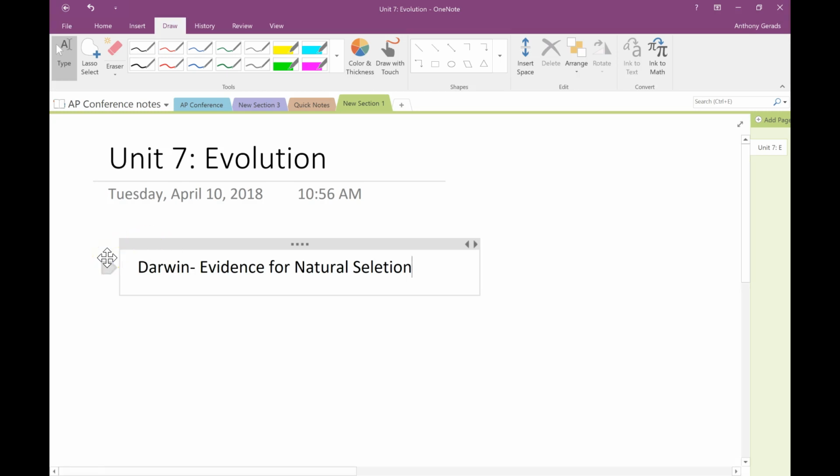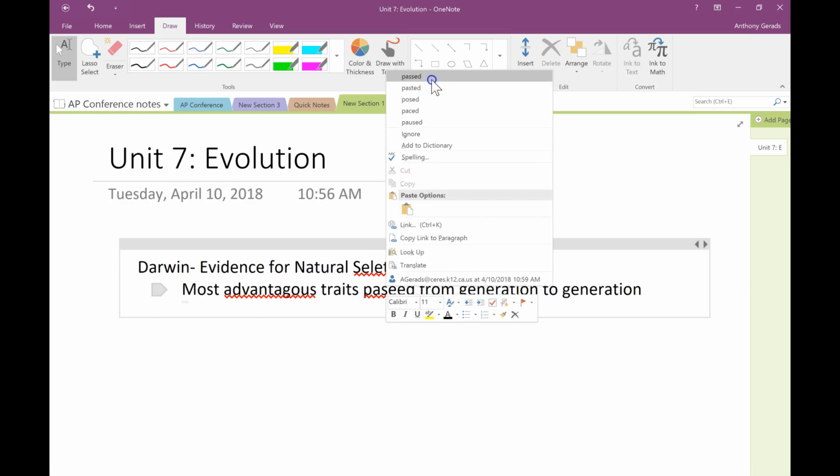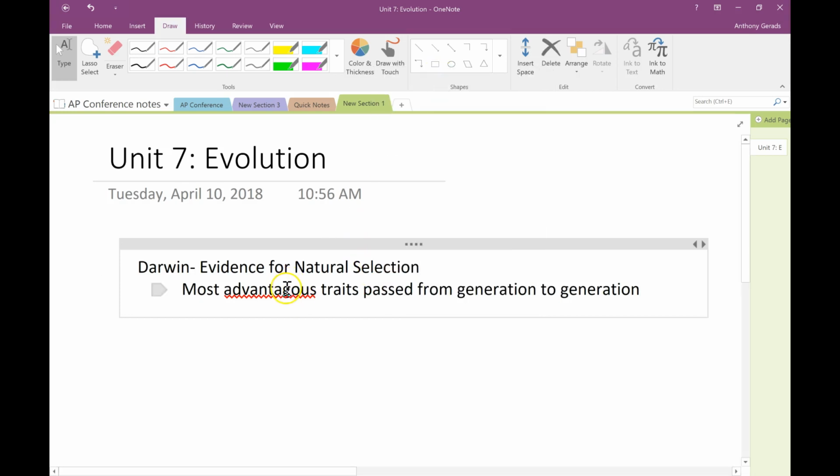Okay. So, his evidence for natural selection. And what natural selection is going to be, it's going to be the most... Natural selection is going to mean the most advantageous traits are passed from generation to generation.